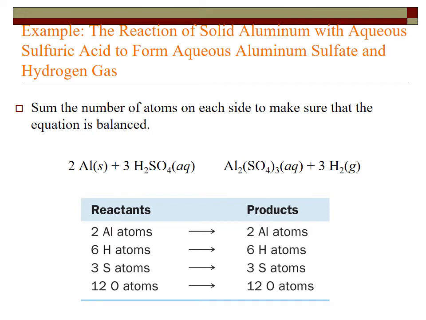Looking at my product side, I do not have a coefficient in front of my aluminum sulfate. Instead, I have a subscript of a 2. So 1 times 2 is 2 aluminum atoms. I have 6 hydrogen atoms. Look over at hydrogen, I have a 3 in front of that. 3 times 2 is 6. Sulfur: again, I have a coefficient of 1 out in front of my aluminum sulfate, but I have a subscript of a 3 around the SO4. So 1 times 3 is 3 sulfates, and 3 times 4 is 12 oxygen atoms. So in this case, this particular reaction is balanced.